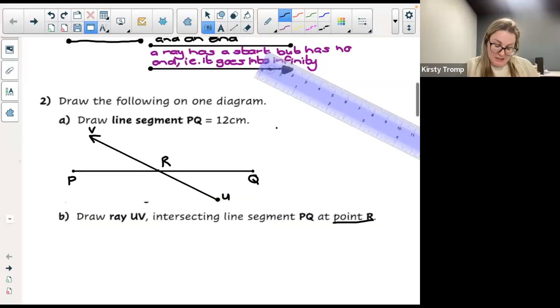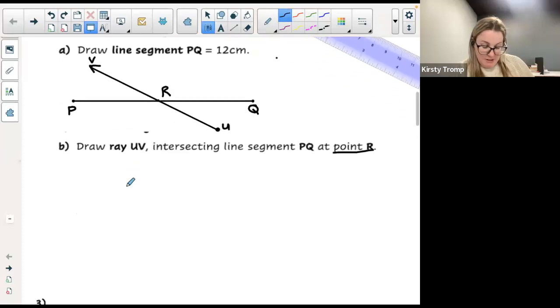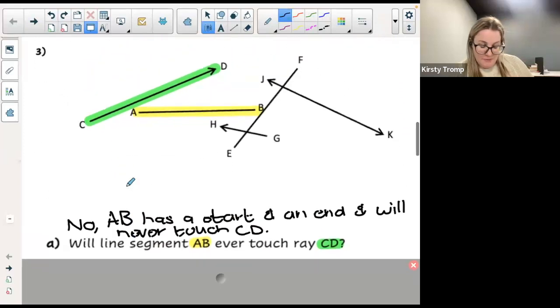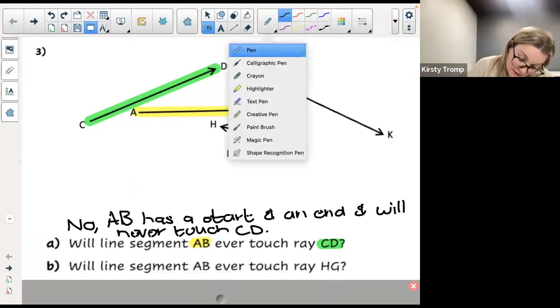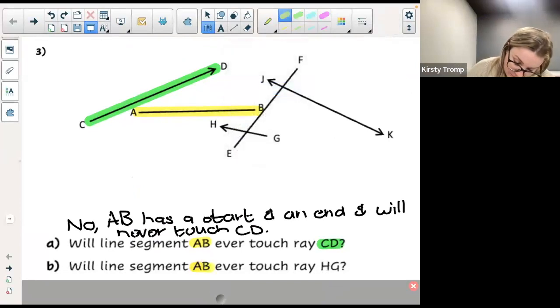Let's have a look at the next question. I'm going to try and keep the screen where it is. So the next question says to us, will AB, remember, AB was in yellow, will AB ever touch HG? Let's make HG blue for you guys. So, will line segment AB ever touch ray HG? All right, let's see. Paul, what do you think?